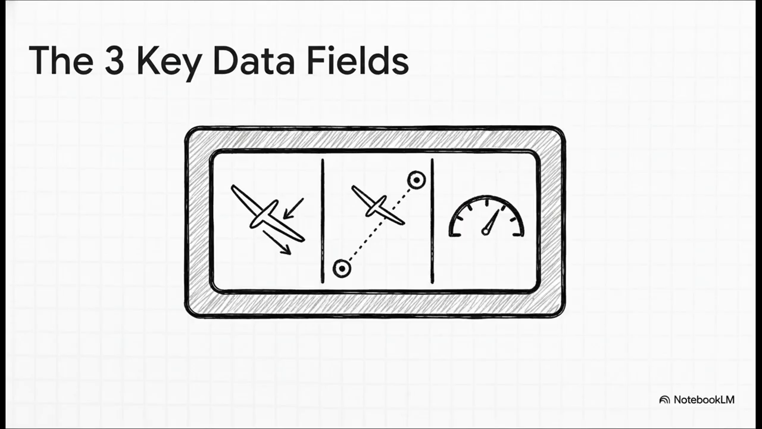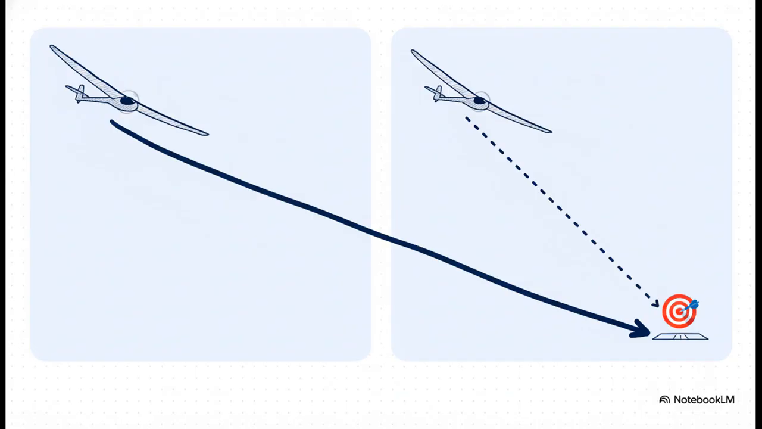To get that answer, you've got to set up your screen to show these three numbers right next to each other. Your actual glide ratio, the glide ratio you need to get to your goal, and your ground speed. This little trio, this is your command center for every single glide you take. So let's break down the relationship between these first two numbers.